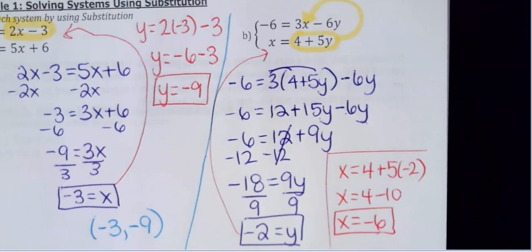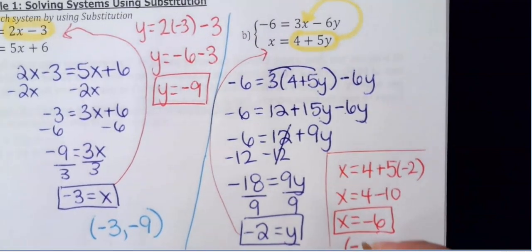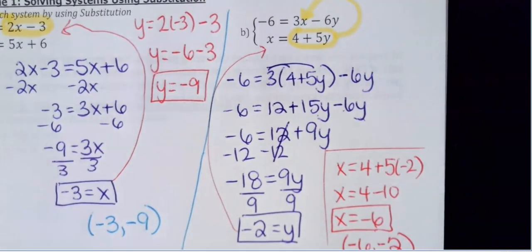Okay. Is anybody having a question so far? Okay. So both of those had answers. Sorry, I should write this real quick. If you want to write this as a point, this would intersect at the point negative 6, negative 2. We were on the graph.